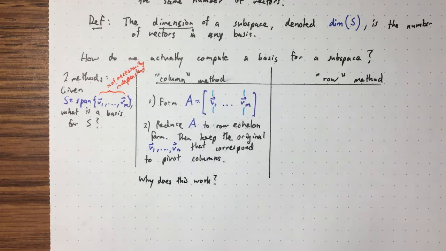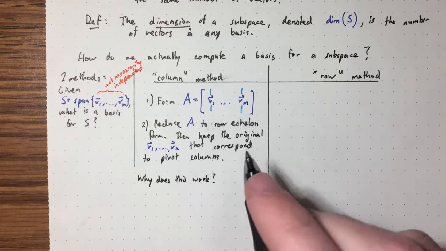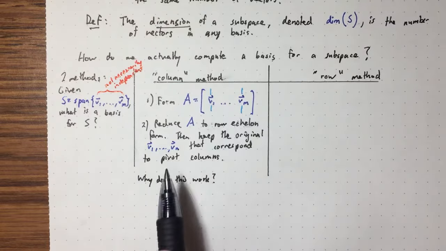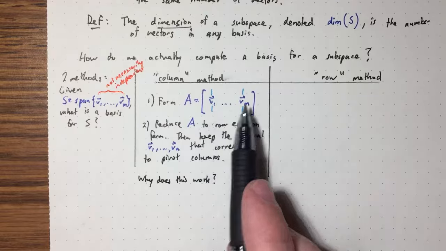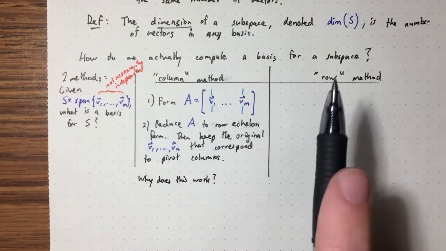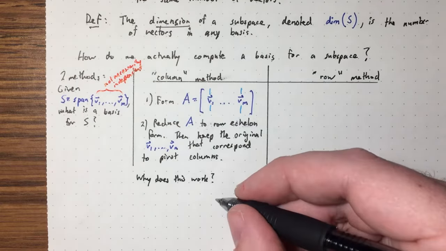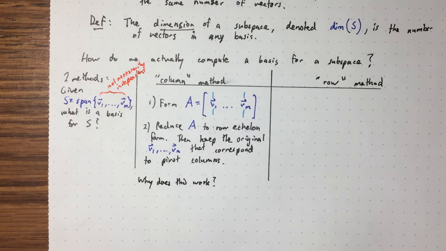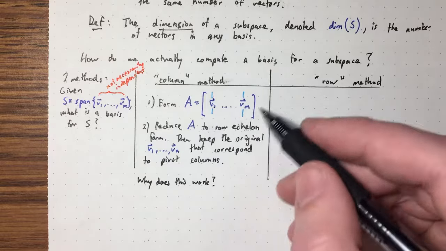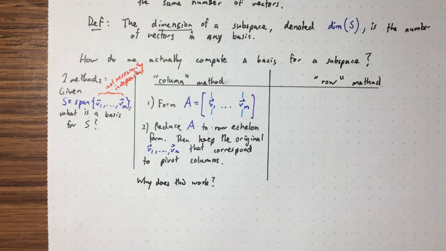So yeah, why does this process work? Well, it's because when we go down into row echelon form, when we do row operations to this matrix, that actually preserves linear relations between the columns. So if we start with linearly independent vectors, they're going to stay linearly independent. If we have linearly dependent vectors, they'll stay linearly dependent.